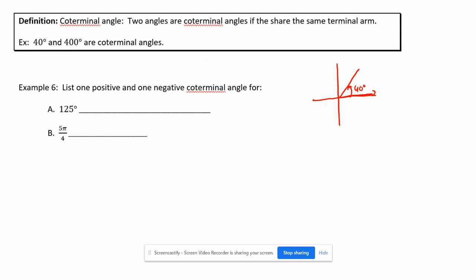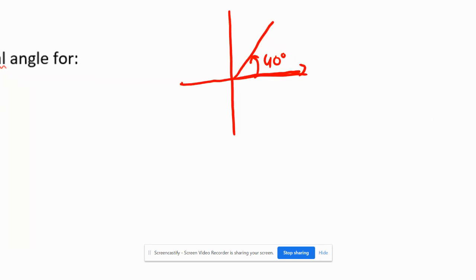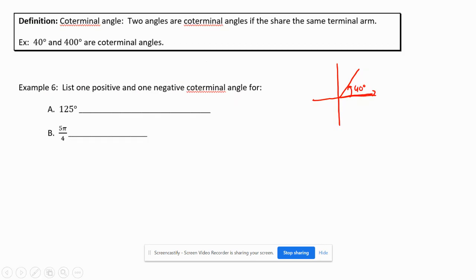You know, 400 is more than 360. That means 400 is really equal to 360 plus 40. So how do I draw this? I'd start here. I go around here. That's 360 plus the extra 40. You see how we end up in the same terminal arm over here, right? So 40 and 400 are definitely not the same angle, but they end up in the same place. That's what we mean by coterminal angles.